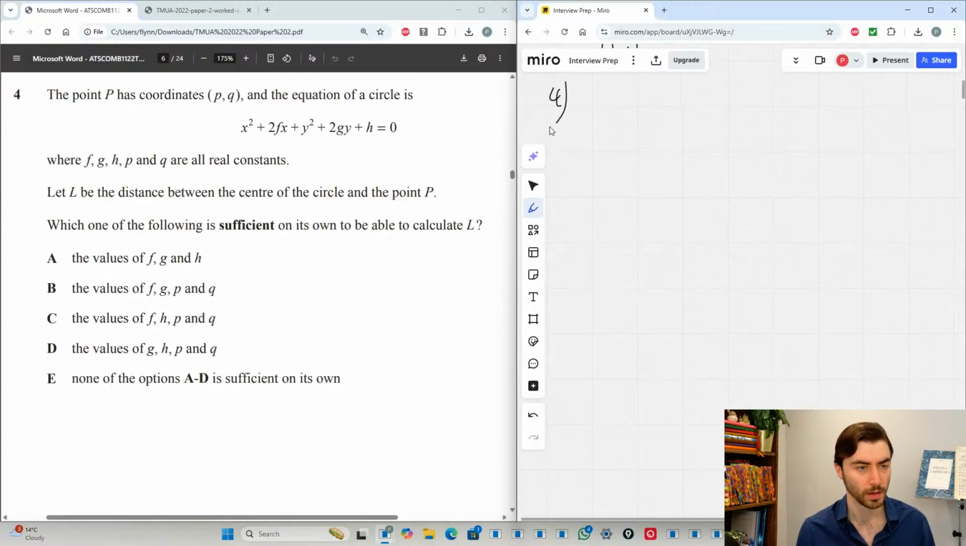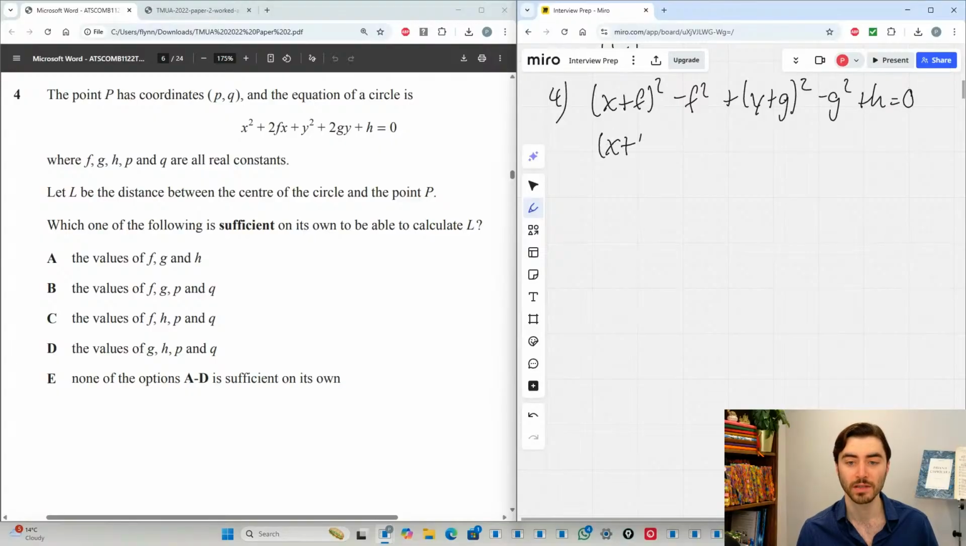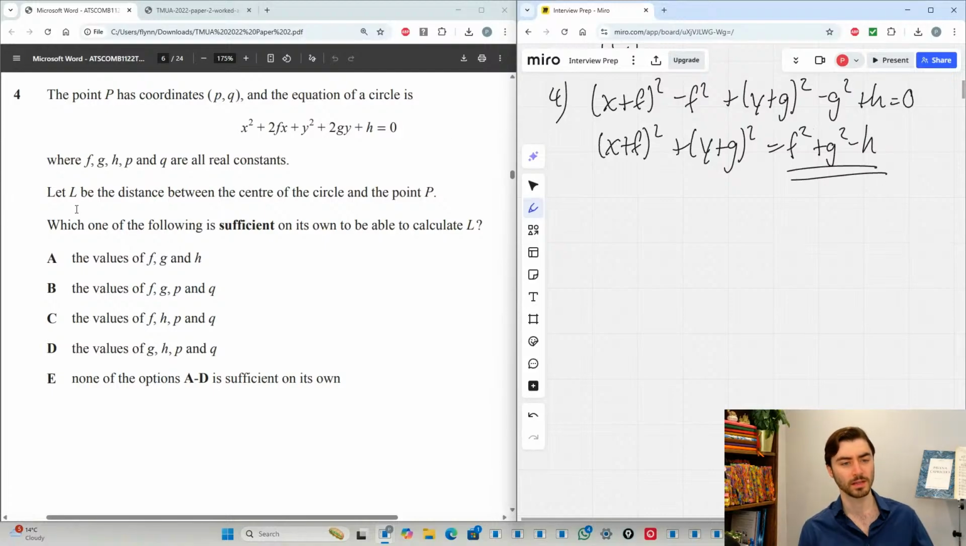So for 4, the equation of a circle is that, where those are all real constants. Let me just do some work to rearrange that. So (x + f)² − f² + (y + g)² − g² + h = 0. So we have (x + f)² + (y + g)² = f² + g² − h, which is r². Let L be the distance between the center of the circle and the point P.